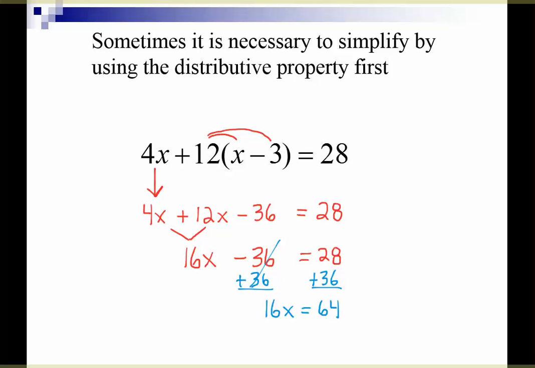Okay, to get rid of the couple now, that's the 16 and the x glued together, I'm going to divide both sides by 16. And hopefully final answer, x equals 4. You want to take that 4 and maybe plug it back in up at the top. When you do that, it will work out. 4 is the correct answer.